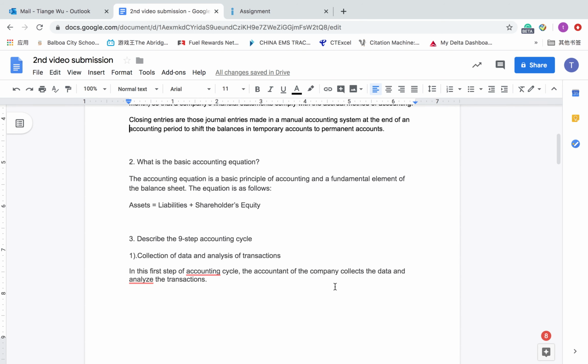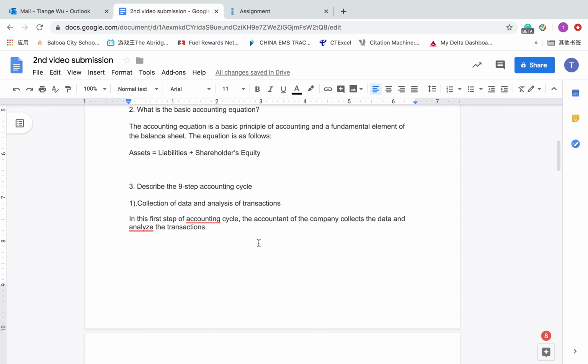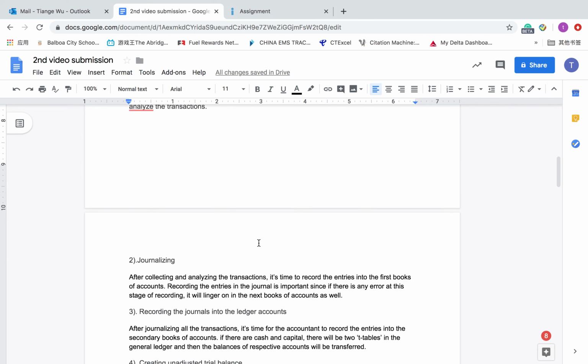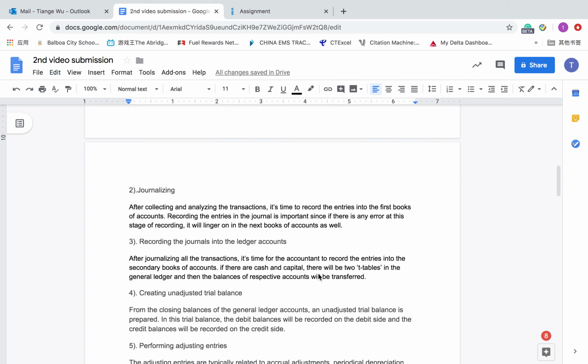And for the third question, the first step of the accounting cycle is the collection of data and analysis of transactions. In the first step, the accountant of the company collects the data and analyzes the transactions. And for step two, journalizing: after collecting and analyzing the transactions, it's time to record the entries into the first book of accounts. Recording the entries in the journals is important since if there are any errors at this stage of recording, it will carry on into the next books of accounts as well.